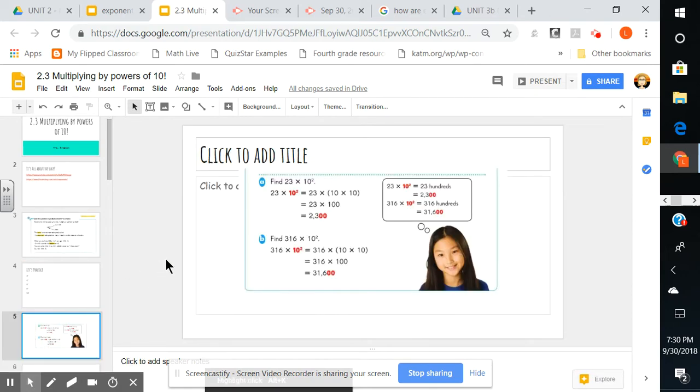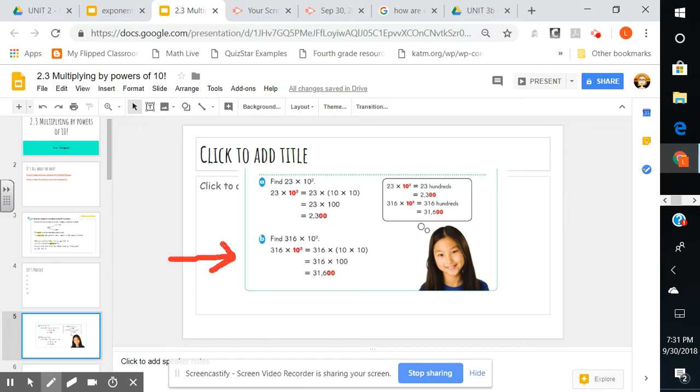Now, let's do it with 2-digit numbers multiplying by powers of 10. So find 23 times 10 to the second power. Write that example down. So 23 times 10 to the second means 23 times 10 times 10. And you could put in parentheses because then you know you want to capture 10 times 10. You do parentheses first according to PEMDAS. 10 times 10 is 100. Then 23 times 100 equals 2,300. And now let's do 316 times 10 to the second power, which is 316 times 10 times 10. And again, 316 times 100 equals 31,600.